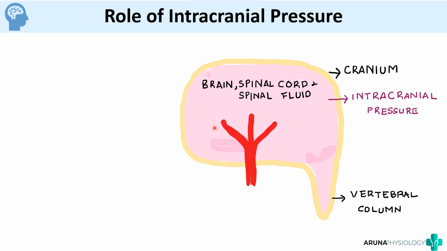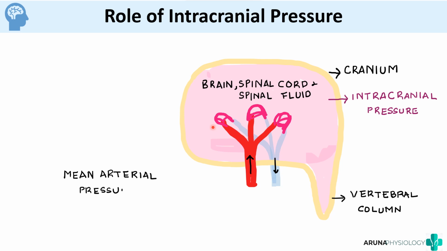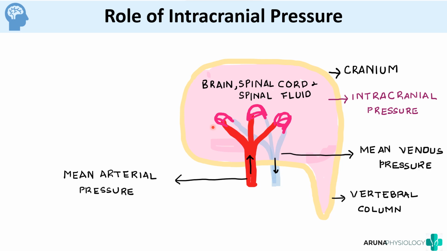We know this is the artery which breaks into arterioles and capillaries, which join together to form venules and finally drain into the internal jugular vein. So there is a pressure exerted by the artery, which is called the mean arterial pressure, and there is a pressure exerted by the vein, which is called the mean venous pressure, the central venous pressure. Okay. So the normal intracranial pressure is around 5 to 13 millimeters of mercury.